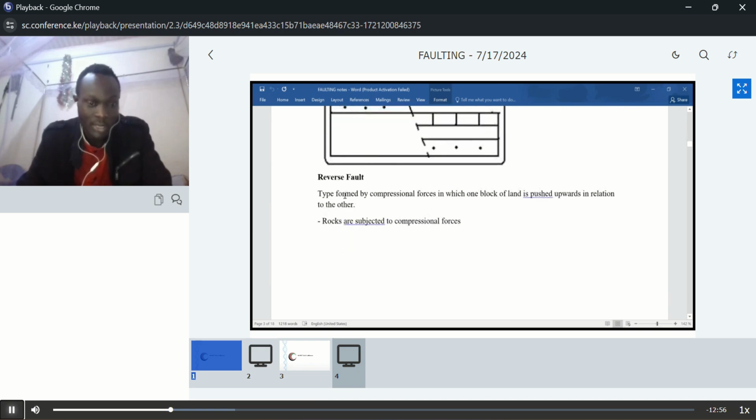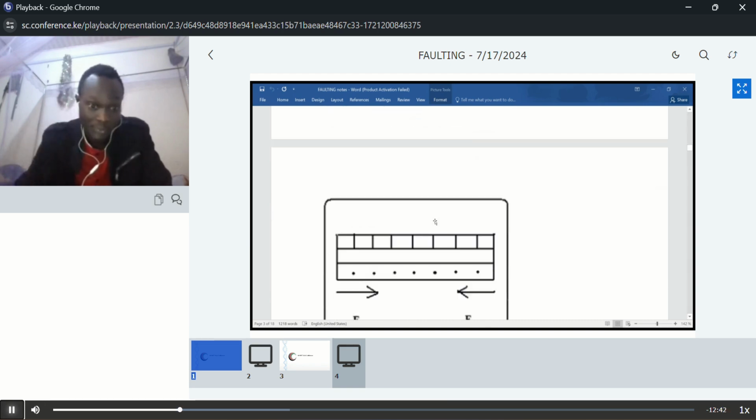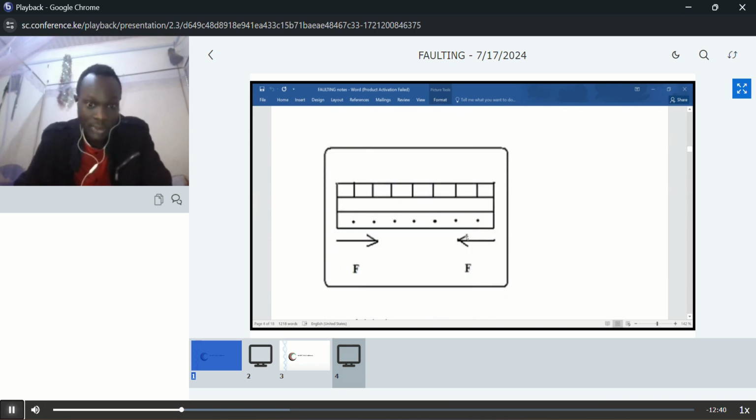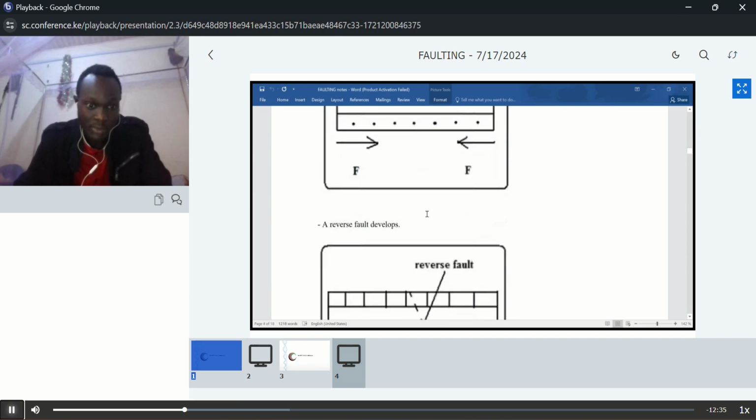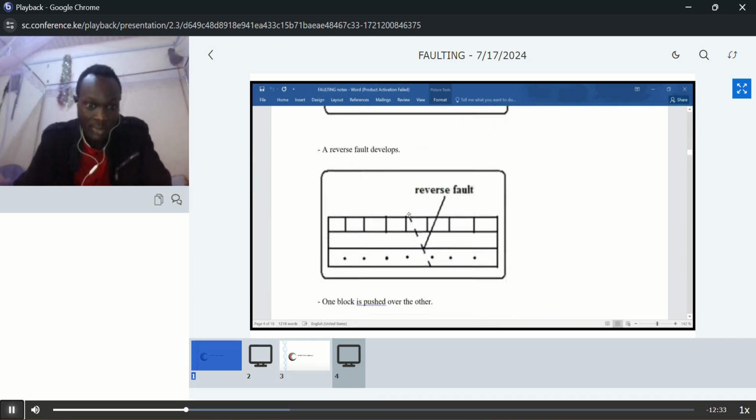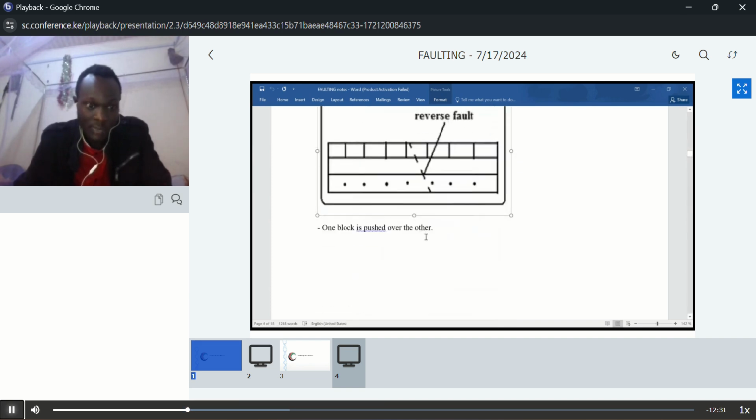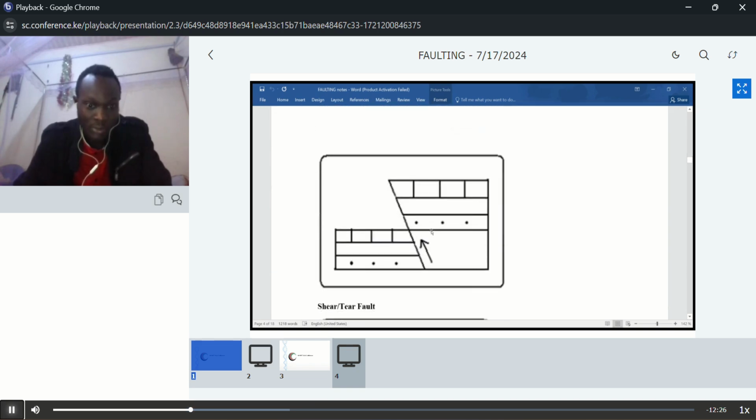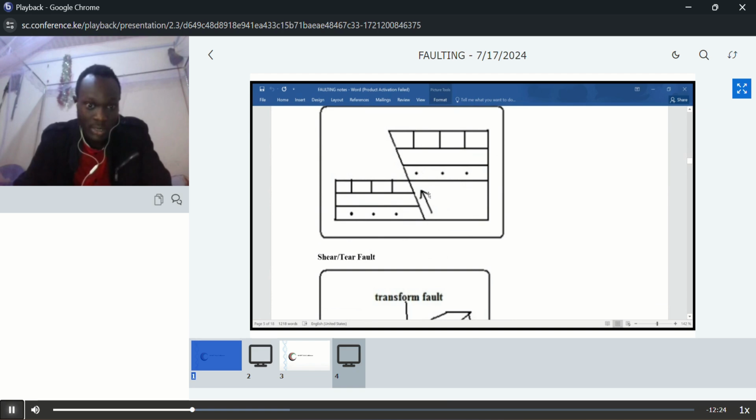A reverse fault is a type of fault that is formed by compressional forces in which one block of land is pushed upwards in relation to the other. Rocks are subjected to compressional forces. When these rocks are subjected to compression, this is the first step. Rocks are subjected to compressional forces and a reverse fault develops. This is a reverse fault, and one block is pushed over the other. When one block is pushed over the other, the image is like this.